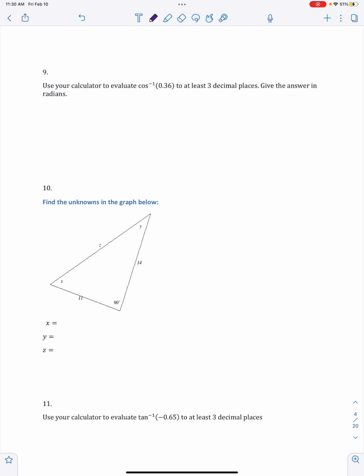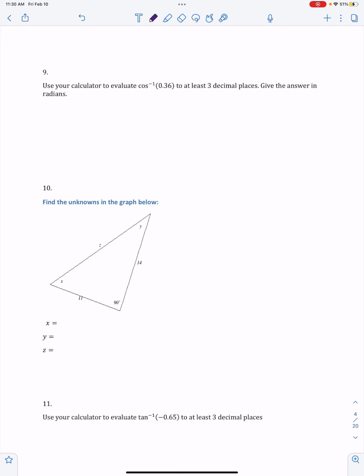into your calculator. Make sure you are in radians mode first. So you go to mode, and then you're going to go with the arrow down and then select radians, click enter, and then clear the screen. And then you're going to say second cosine, which is going to pop up the inverse cosine, and then 0.36, and close parentheses. You get an answer.